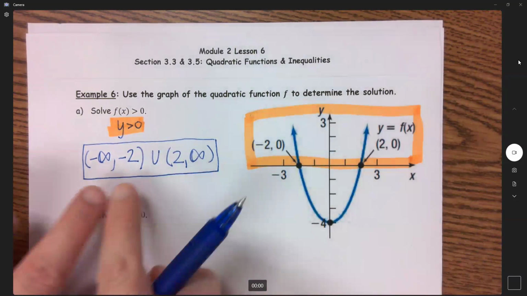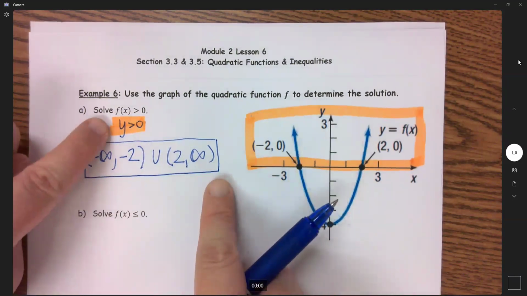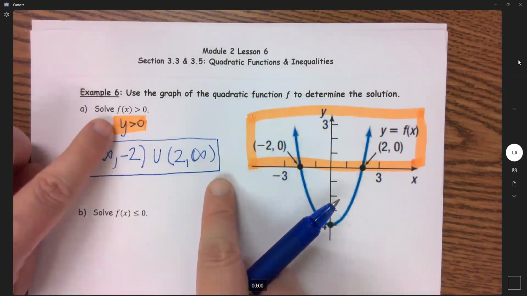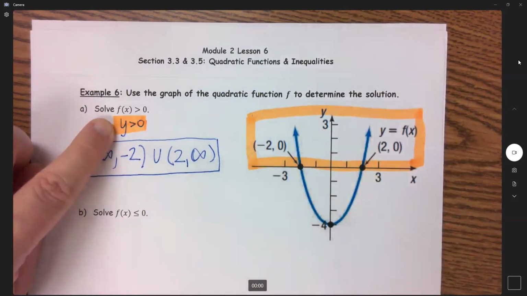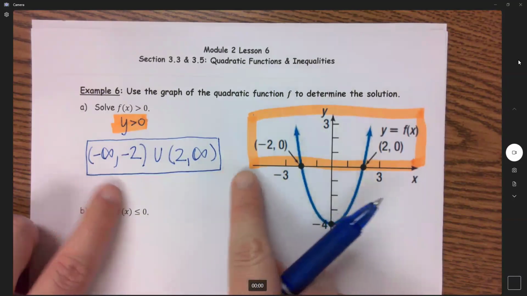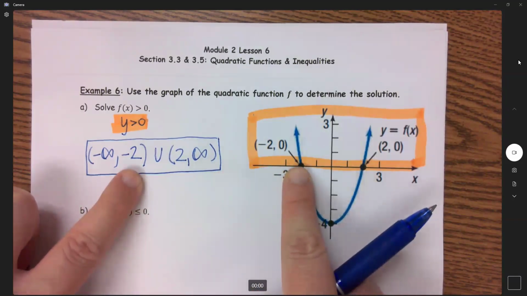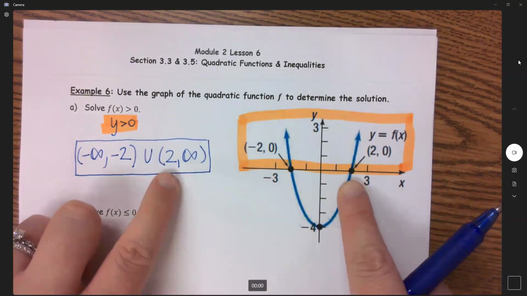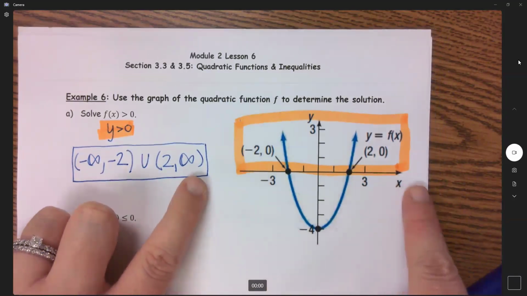So for this, we're talking about those x values because I'm already talking about the y, right? It already asked, when is my y greater than 0? Well, y is greater than 0 from negative infinity all the way to -2, and then also from 2, and then it's going to stay above to infinity.